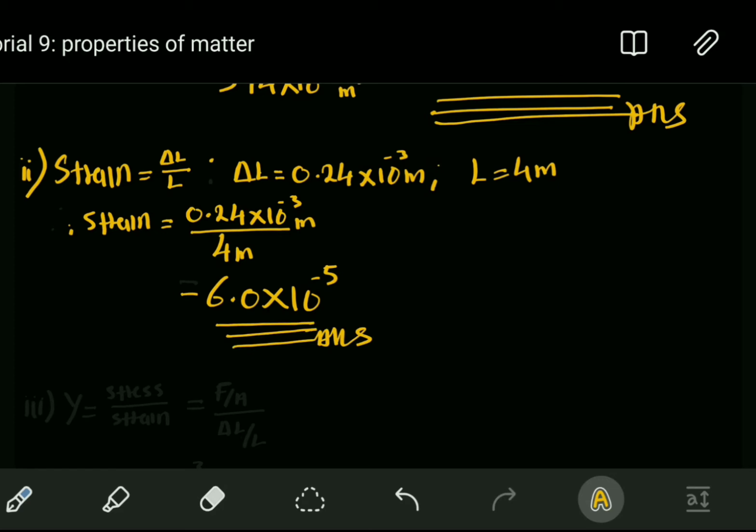Okay, notice here that the units are cancelling. We have meters for the extension as well as meters for the length. So this one behaves like just a ratio without units. Okay, so let's move on.